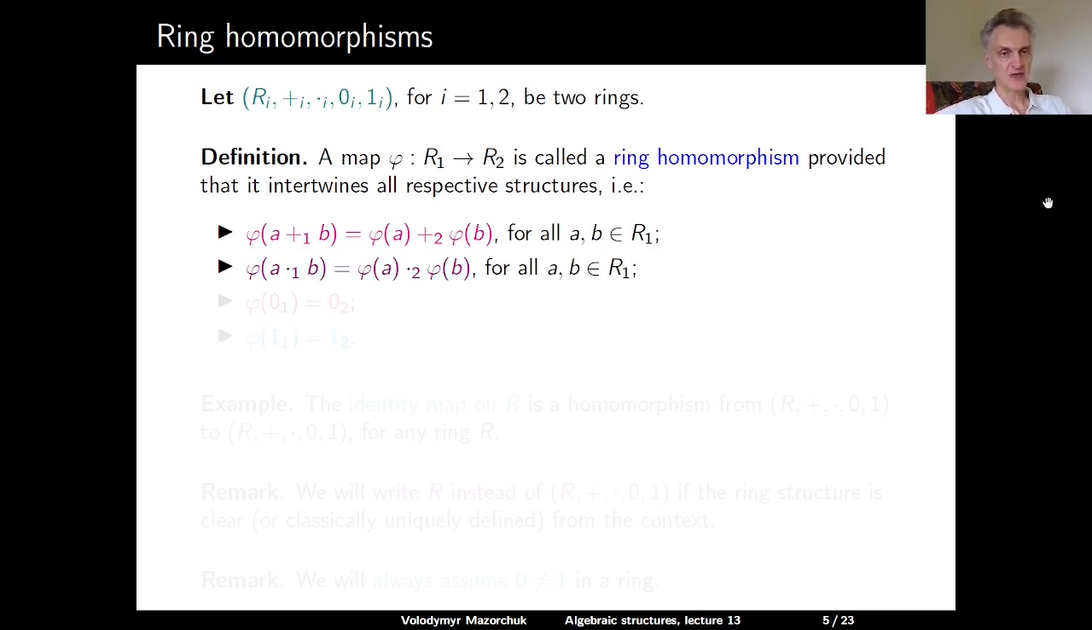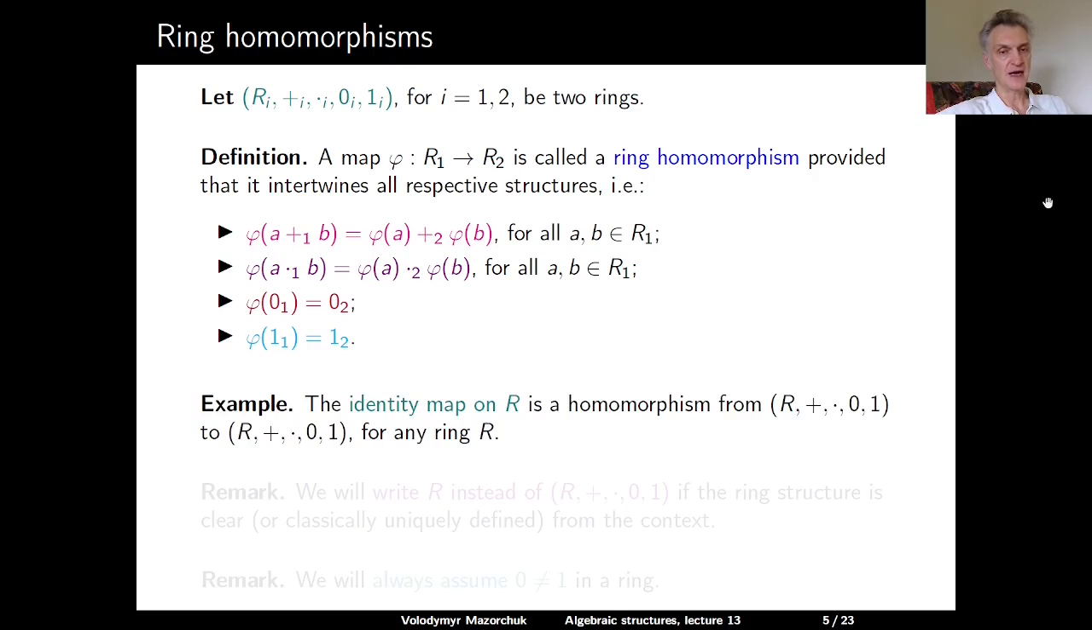We have a similar axiom for multiplication. Phi of A times B should be equal to phi of A times phi of B. So on the left-hand side it's multiplication in R1, on the right-hand side it's in R2. Also, phi should map the zero element in R1 to the zero element in R2, and the identity element in R1 to the identity element in R2. So for example, the identity map on any ring is a homomorphism from this ring to itself.